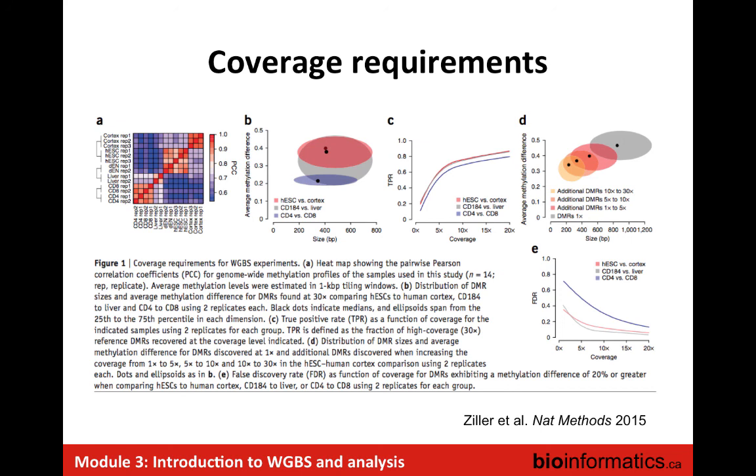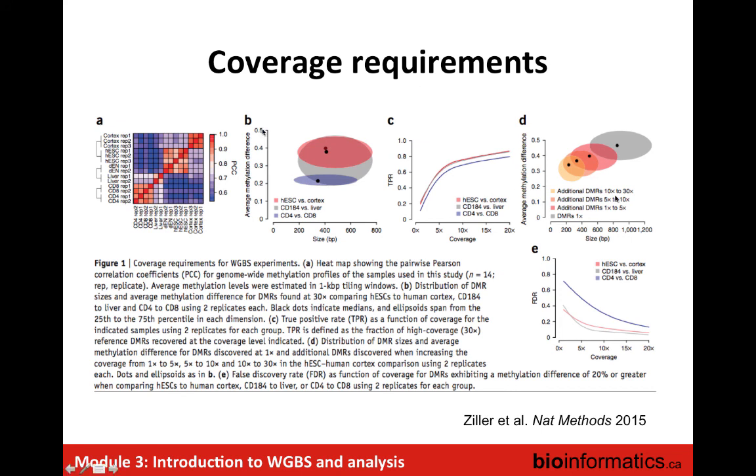On the left side of this figure, you see that you've got different replicates of the same cell type. So what they did is they did high coverage whole genome bisulfite sequencing, and then they downsampled to see the effect of having less coverage. You see that the overall correlation is good between the tissues and the replicates of the same cell type. But what happens if you start downsampling a little bit?